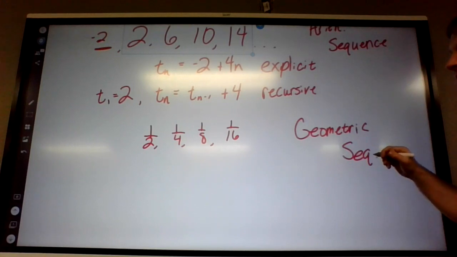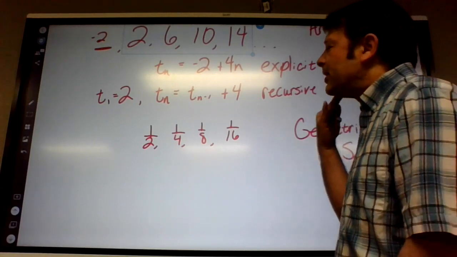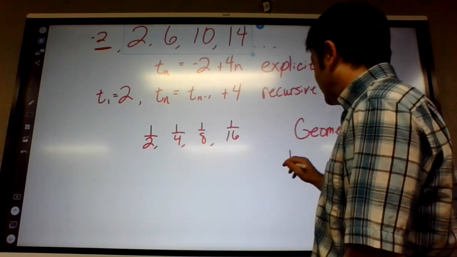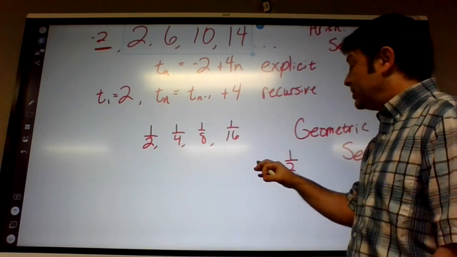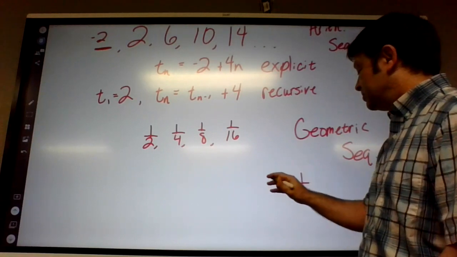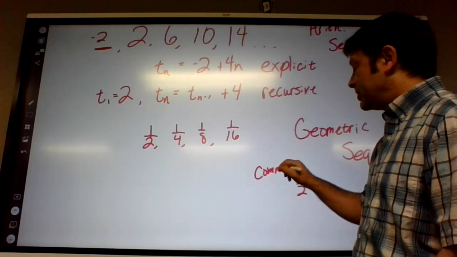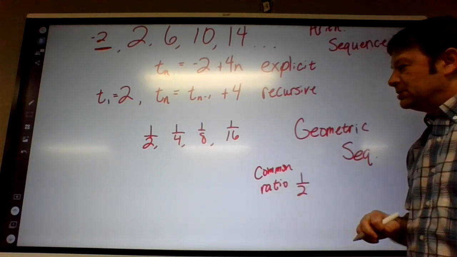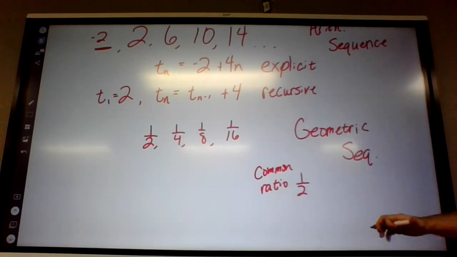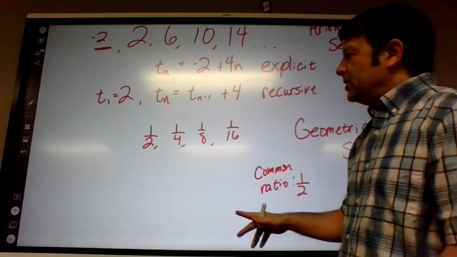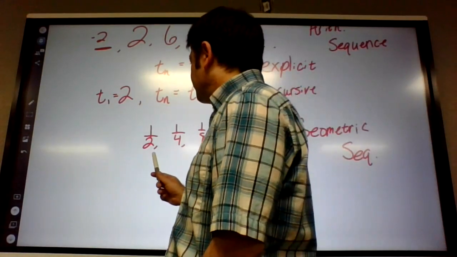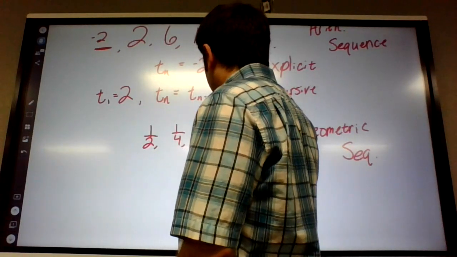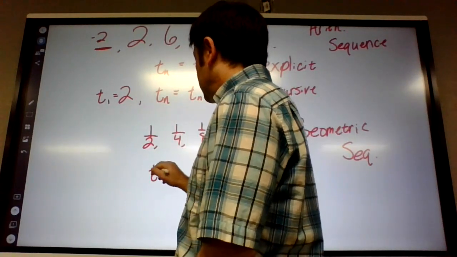and that thing that we're multiplying, in this case, the 1/2, we're going to need this today. It's called the common ratio. It's just the number that gets multiplied over and over again in a geometric sequence. Okay, the common ratio is 1/2. I don't know if I want to take the time to define. Maybe I will.